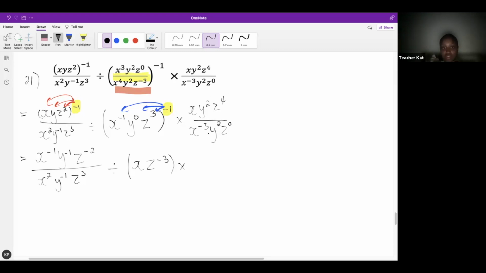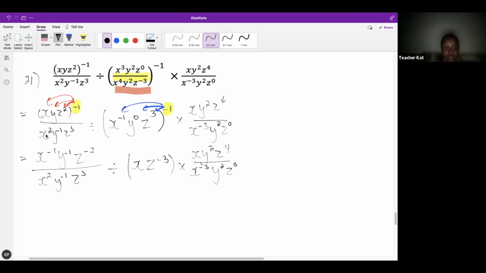Is there distribution here? No. So I'm going to rewrite again. X squared z to the 4 over x to the power of negative 3, y squared z to the 0. Of course, I'm going to say negative 3 because I'm looking at the exponent. Okay, now what? Do we want to divide first? Yes, let's divide first.